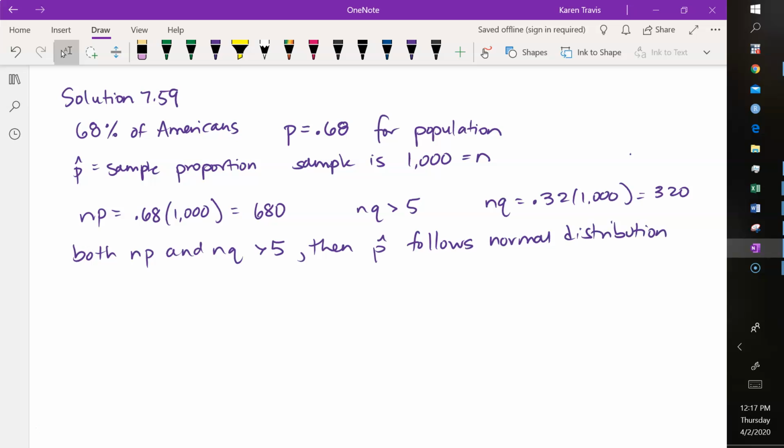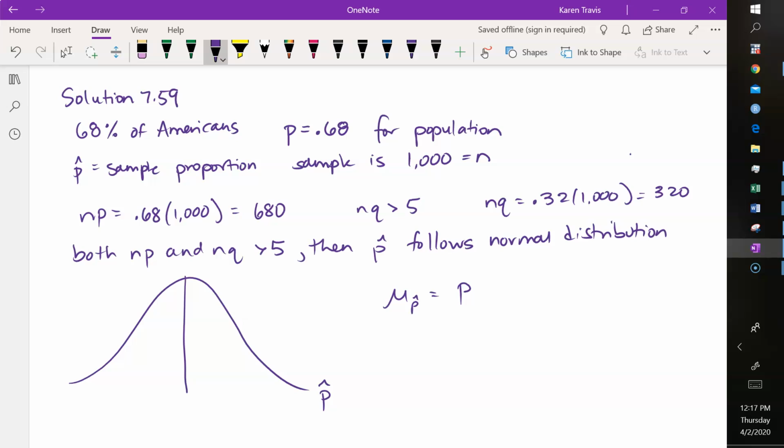It asks us what is the mean and the standard deviation for the sampling distribution of P hat. So this is the sampling distribution of P hat. It says that it's normal. So the mean for the P hat distribution is true P. And since true P is 0.68, that's the mean of that sampling distribution.